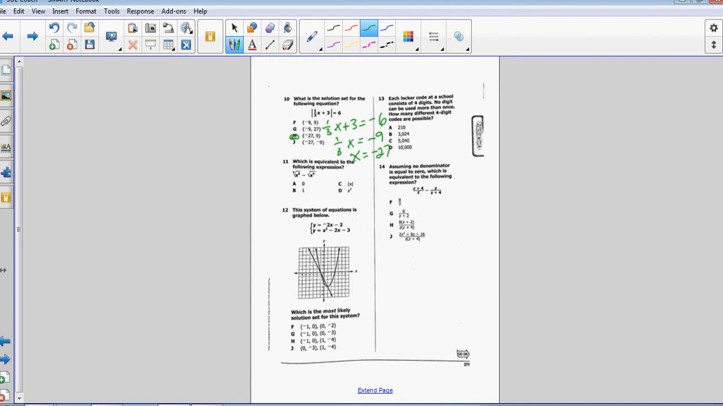Alright, problem 11. It's actually pretty hard to read this here. So I'm going to come back to problem 11. I might have to actually make this bigger. Let's see if I can do that.